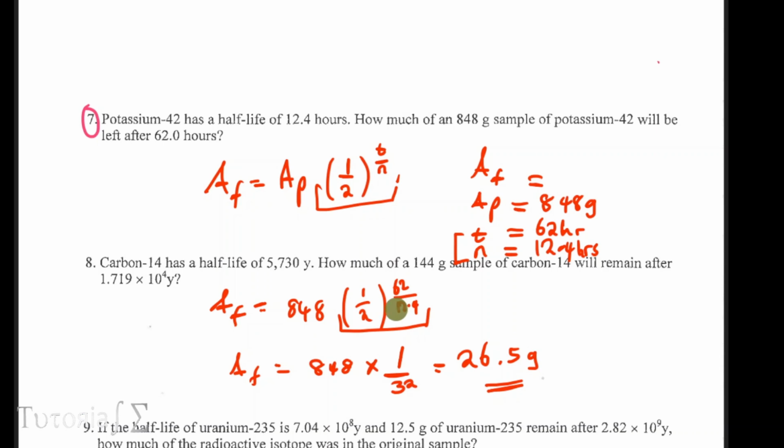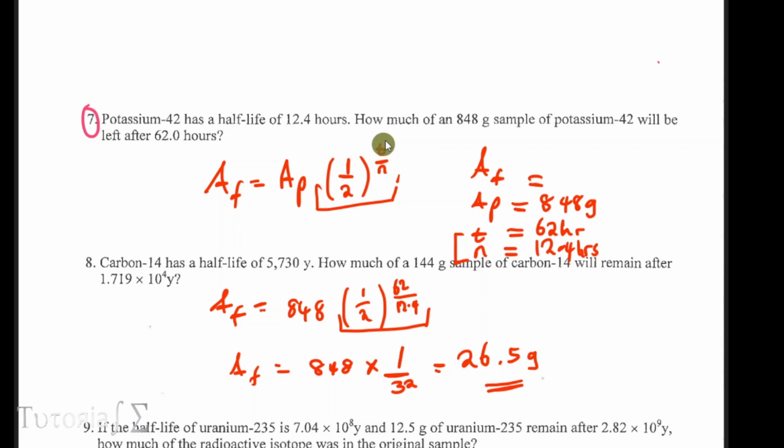Is that okay? Even when you're studying, you should understand why things are happening. Here, we see that we cannot multiply 848 to 1 over 2 because 1 over 2 has a power. So this is a number before you multiply it to that. That is basic understanding that you need. For this question, if you're asked to find AP, or if you're asked to find N, you can do that.